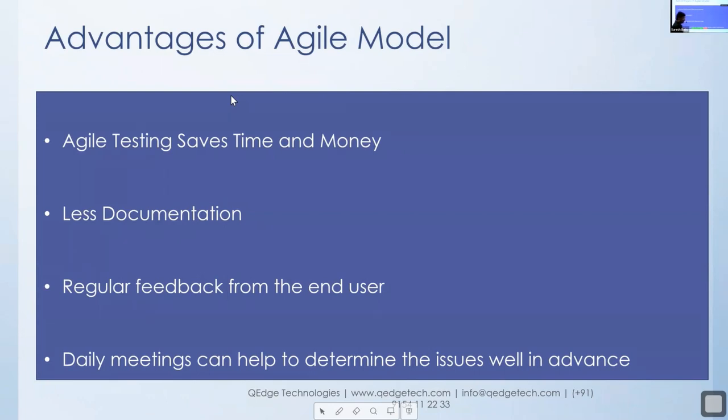Note on this point. The agile model saves time and money because of less documentation. And listen, we'll talk about the third point later.